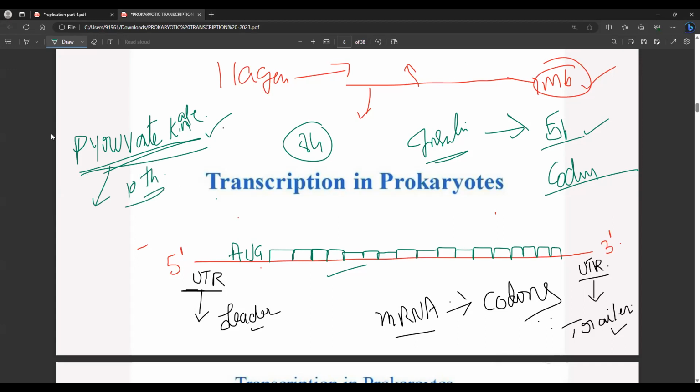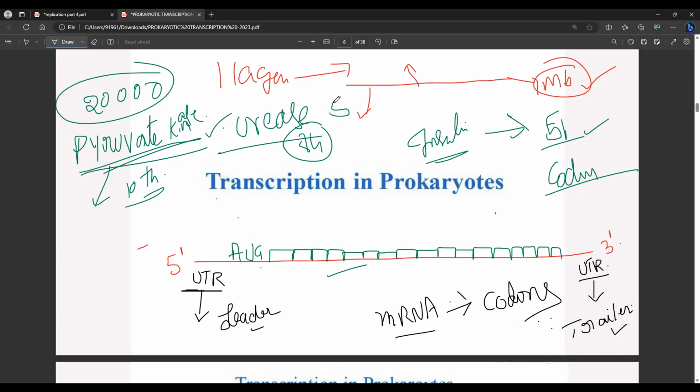Now you know, the pyruvate kinase enzyme is made up of nearly 20,000 amino acids. I hope every student is understanding my statement. And if you take the example of the urease enzyme, it is made up of 50,000 amino acids. So friends, try to understand what I'm trying to explain to all of you.